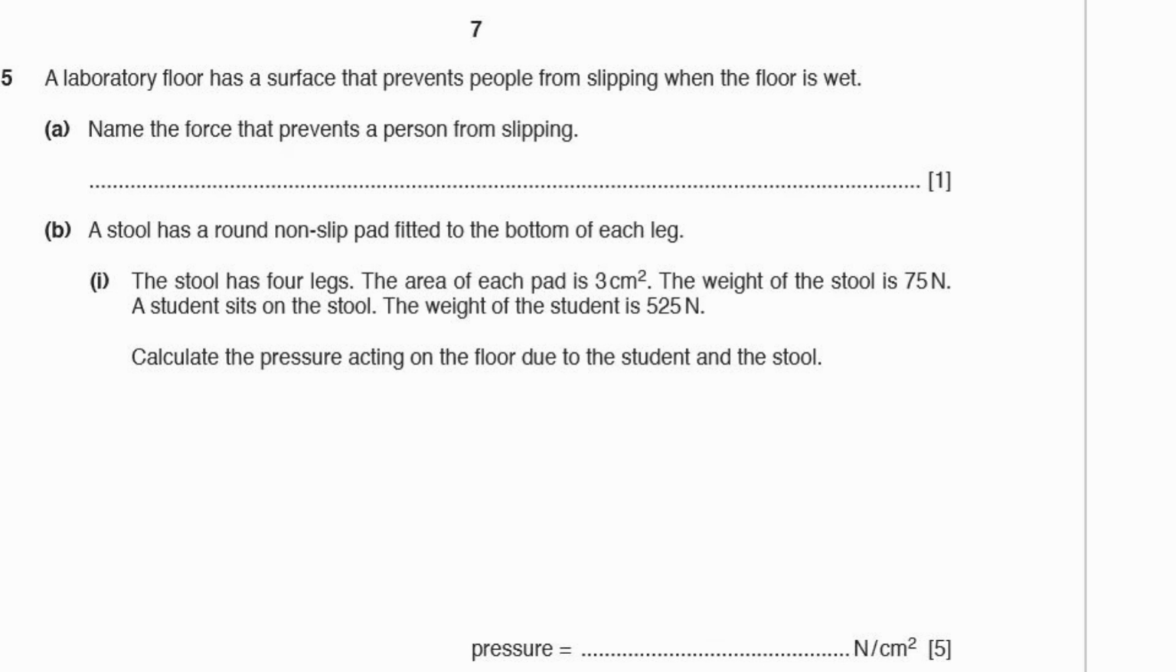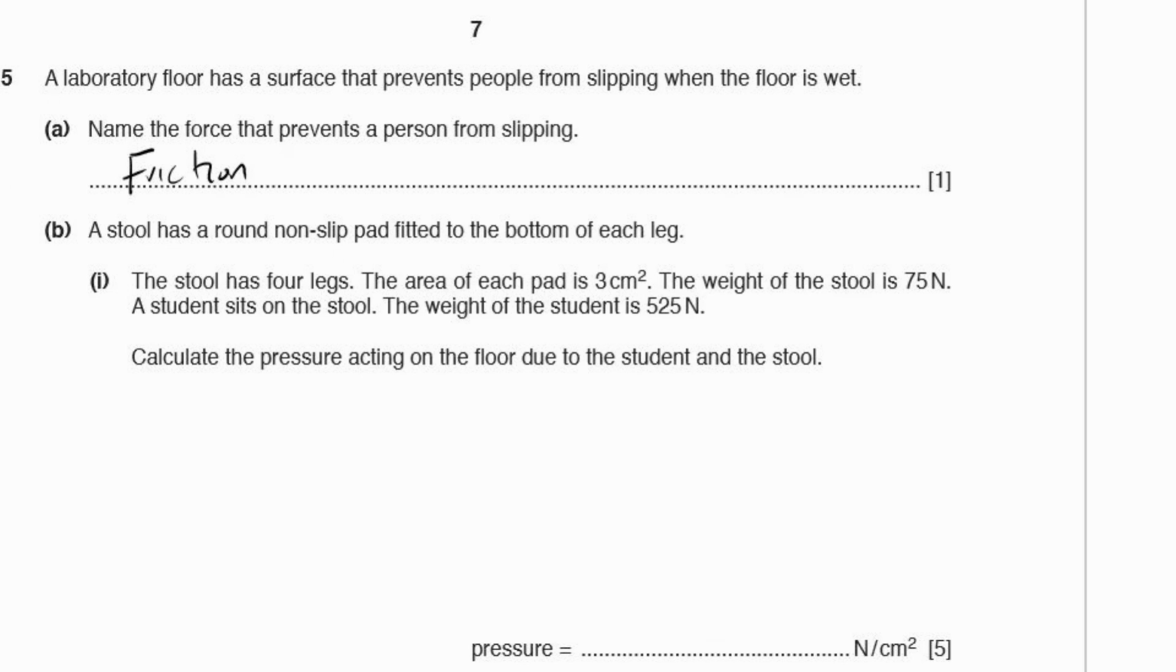5. A laboratory floor has a surface that prevents people from slipping when the floor is wet. Name the force that prevents a person from slipping. That's friction, which is why it gets so problematic on ice. B. A stool has a round non-slip pad fitted to the bottom of each leg. The stool has 4 legs. The area of each pad is 3 centimeters squared. The weight of the stool is 75 newtons. And the student sits on the stool. The weight of the student is 525 newtons. Calculate the pressure on the floor due to the student and the stool.